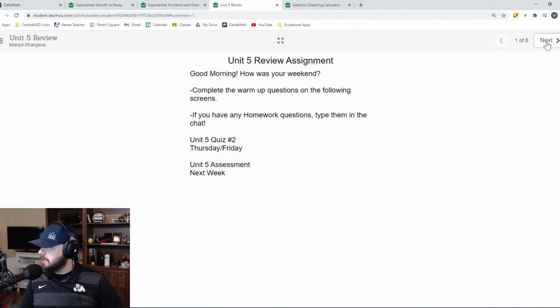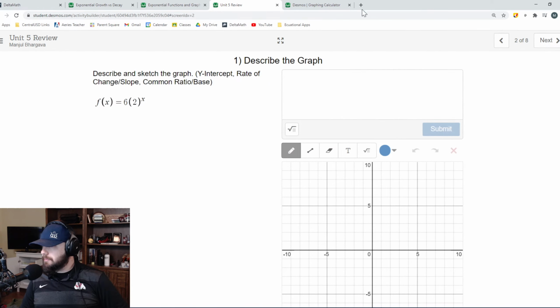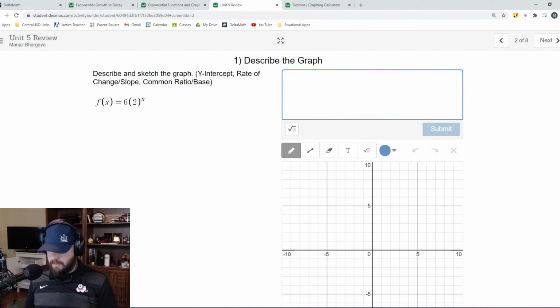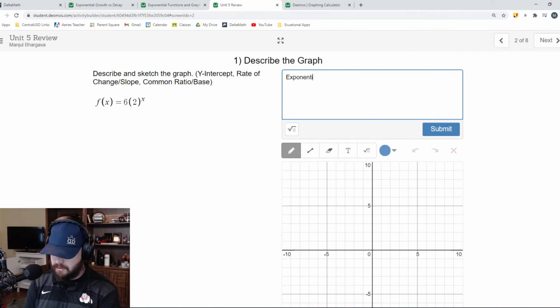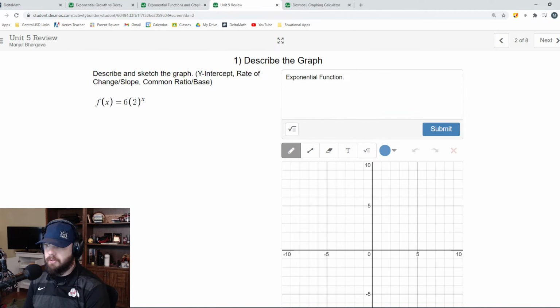All right, so this is what we did today, the last 2 days. We want to describe and sketch the graph: y-intercepts, rate of change, common ratio, or common base. First we want to talk about what type of function this is. This is going to be an exponential function. And the way we know that it is an exponential function is the way it's set up. We have x as our variable, and it is our exponent.